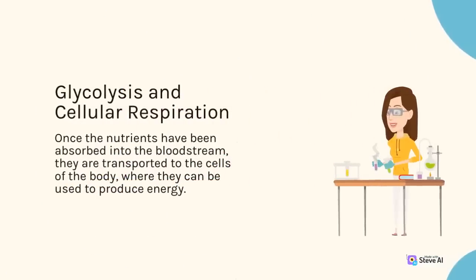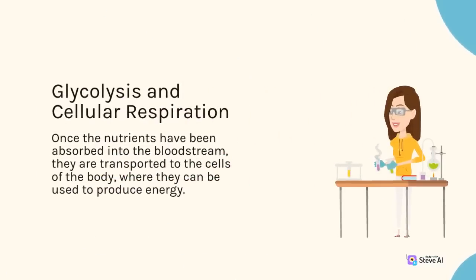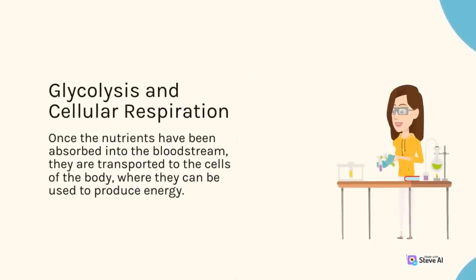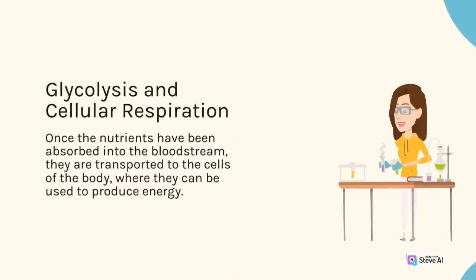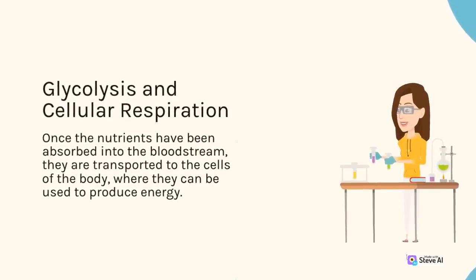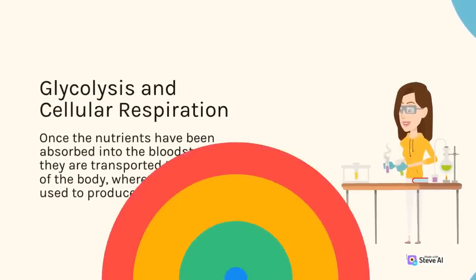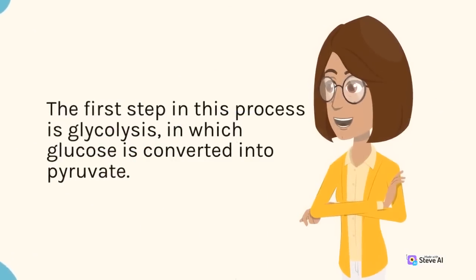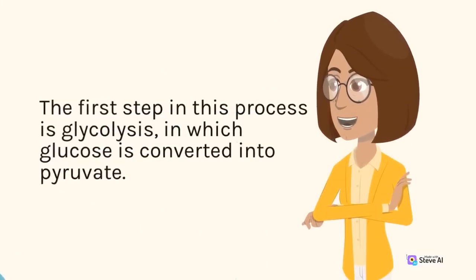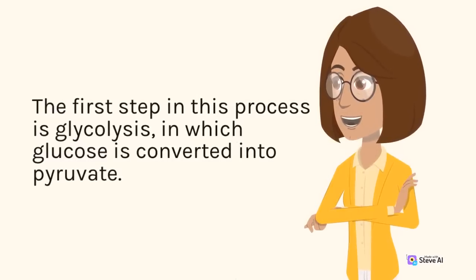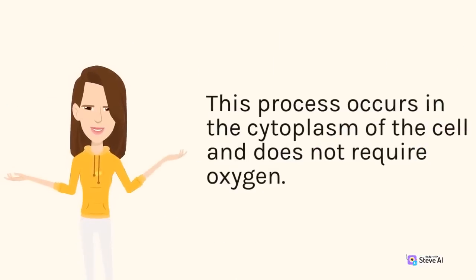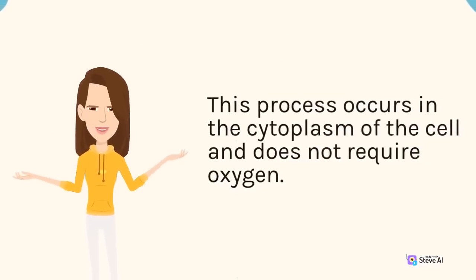Glycolysis and cellular respiration. Once the nutrients have been absorbed into the bloodstream, they are transported to the cells of the body, where they can be used to produce energy. The first step in this process is glycolysis, in which glucose is converted into pyruvate. This process occurs in the cytoplasm of the cell and does not require oxygen.